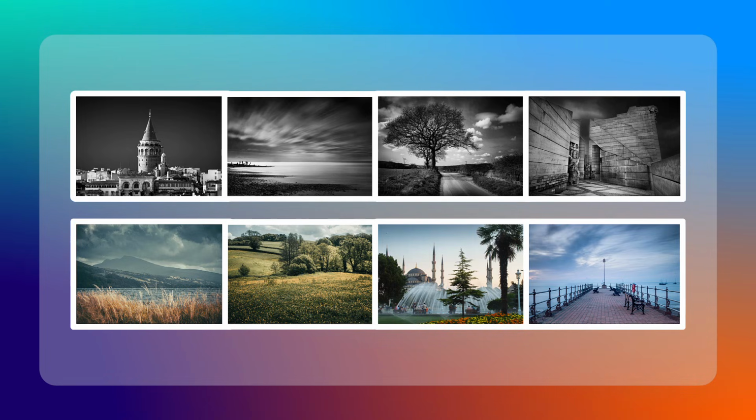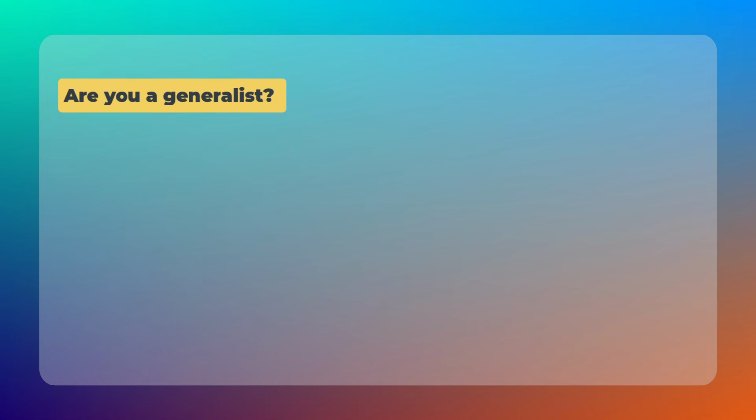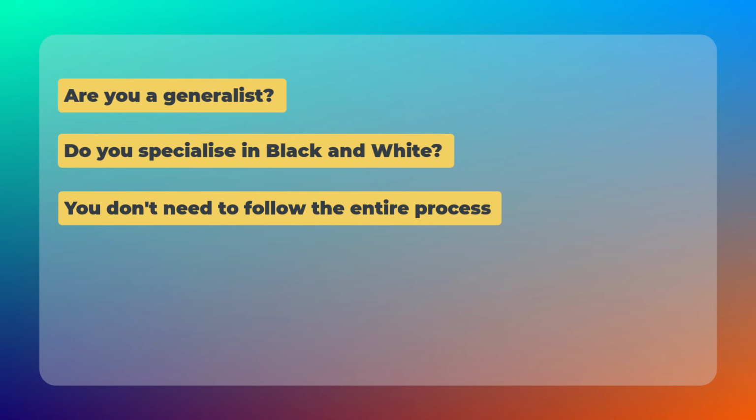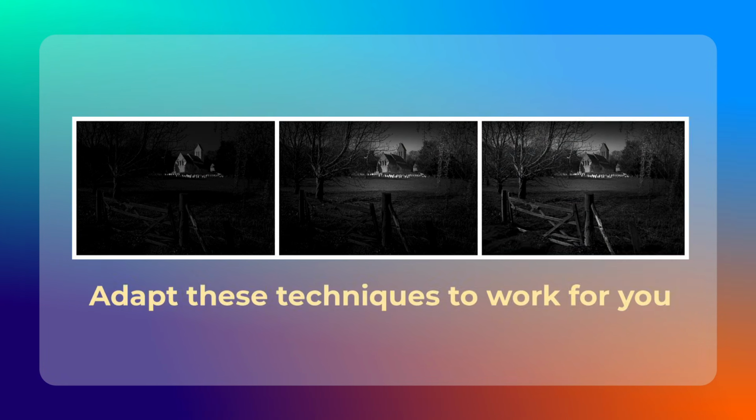But for you to get the best results, it helps to understand what kind of photographer you are. Are you a generalist like me, or do you naturally see the world in black and white and want to specialise in that? Either way, you don't need to follow this entire process as a rigid set of rules. You can take parts of it, adapt them, and use what works for you. Even lifting a single stage of this process and applying it across a small set of images can give you a strong, cohesive set of black and white photos with a style all of their own.